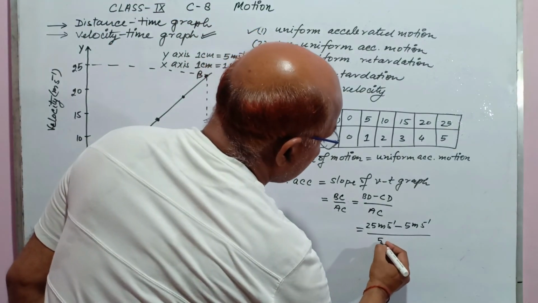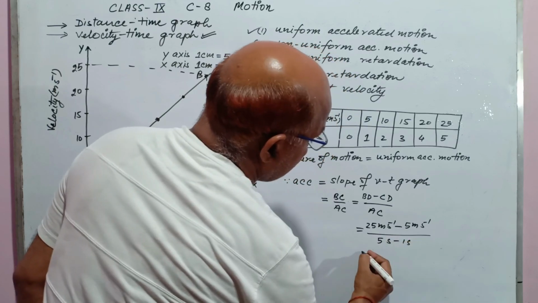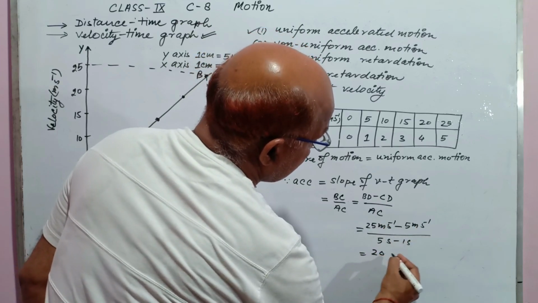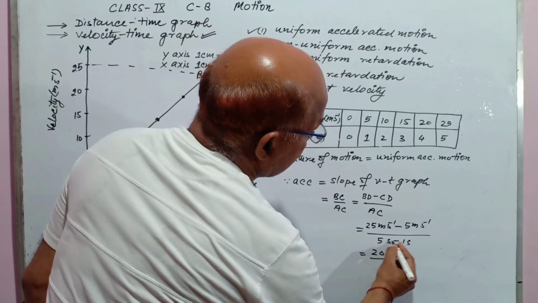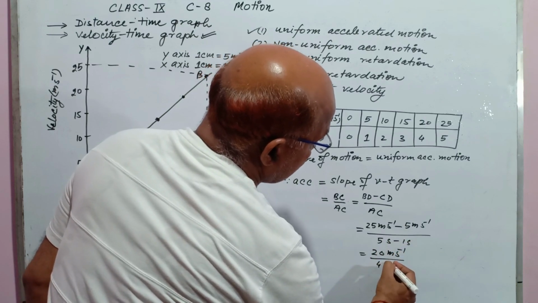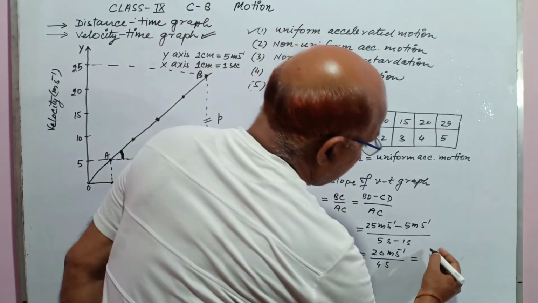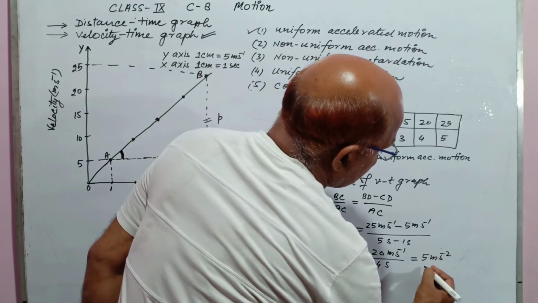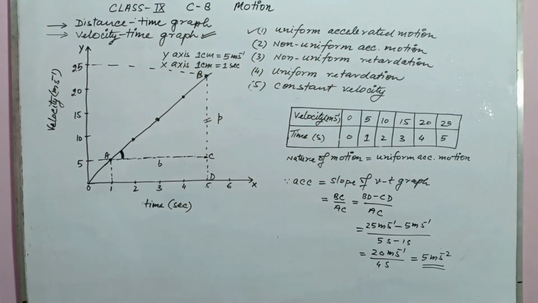So this is 5 seconds minus 1 second. So this is 25 meters per second minus 5 meters per second, which is 20 meters per second, upon 5 seconds minus 1 second, which is 4 seconds. So this value comes to 5 meters per second square. So this is the acceleration of the body. Now take a screenshot of it.